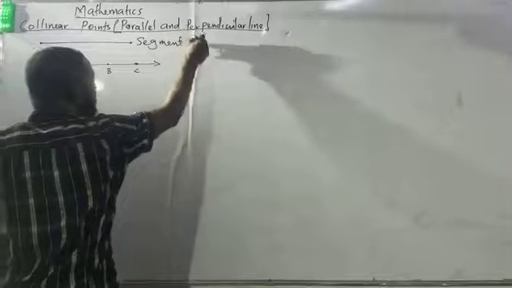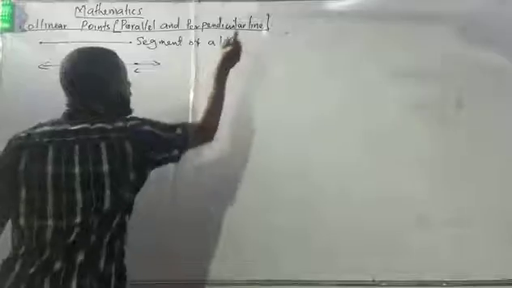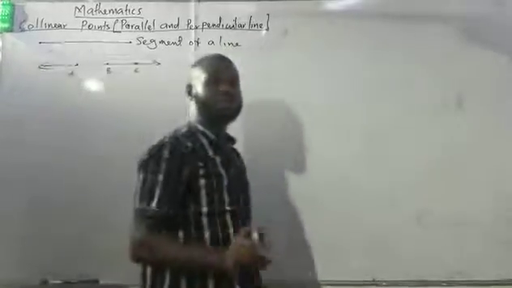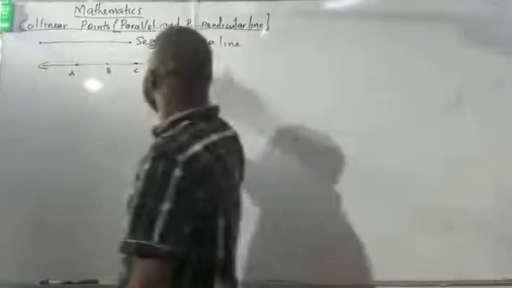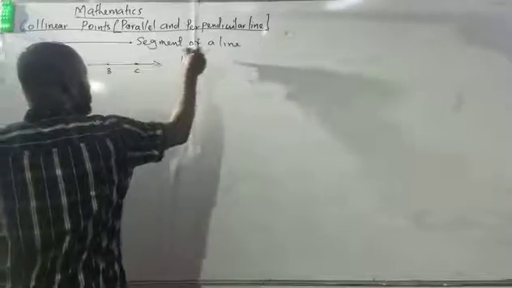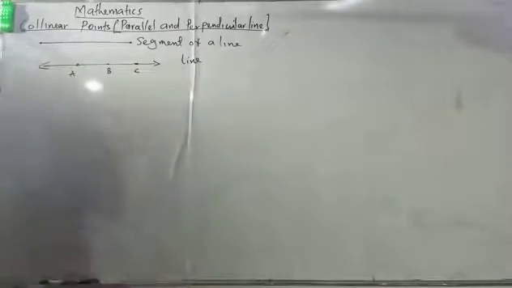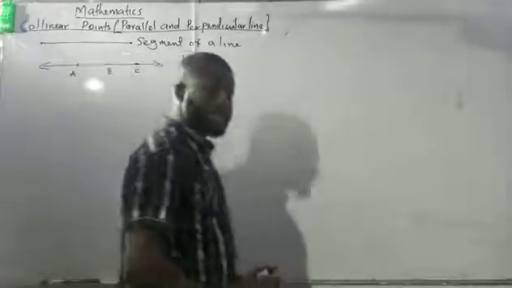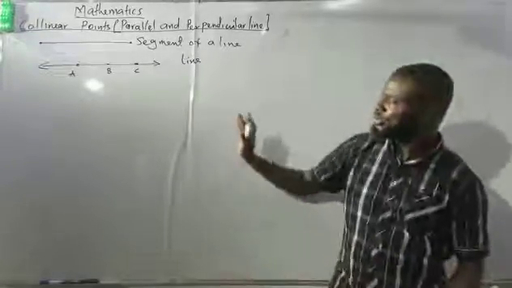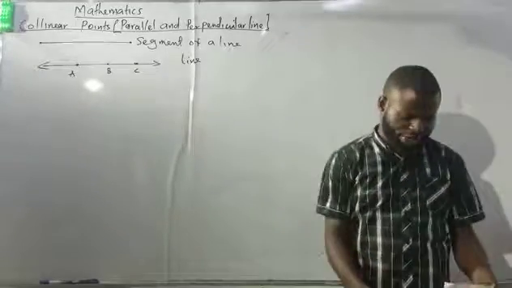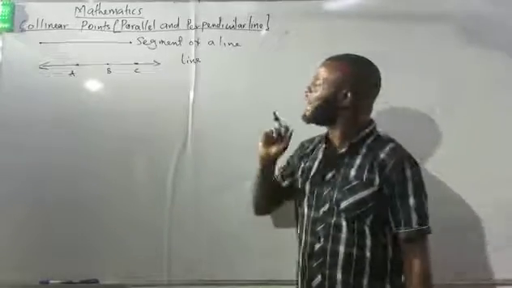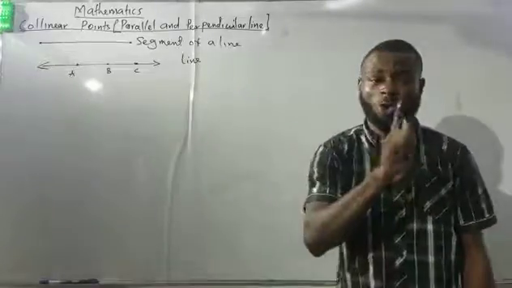A segment of a line. We always talk about a segment of a circle when we are talking about a circle. Now, this is a very good example of a line. A line has no beginning and no end. It also consists of several points, which are also known as coordinates.